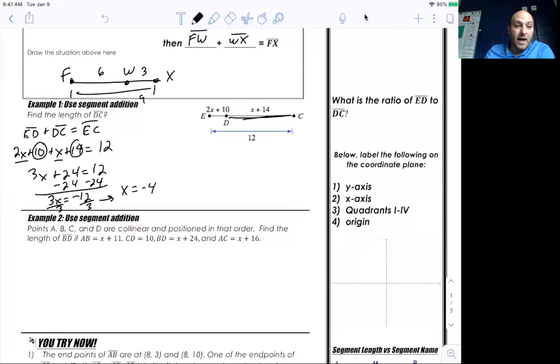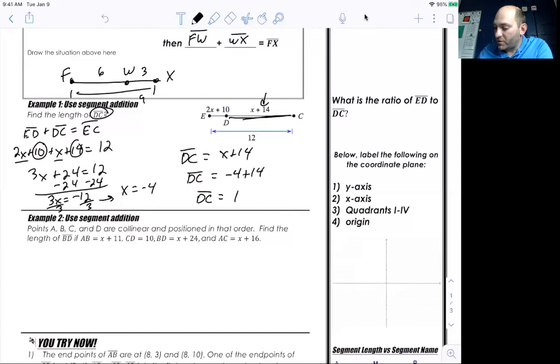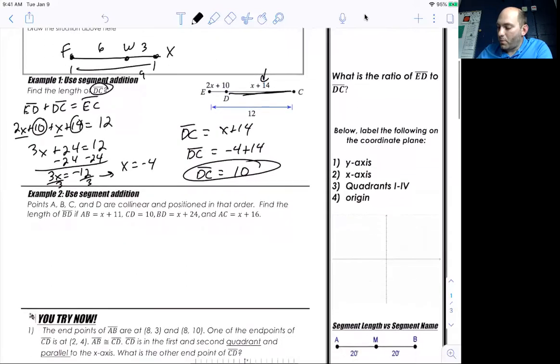And the question says, what is the length of DC? I'm not quite done yet because I want very specifically that length. So DC is going to equal x plus 14. That means it's equal to negative 4 plus 14, which means it's equal to 10. There's my final answer. All right, one more example here.